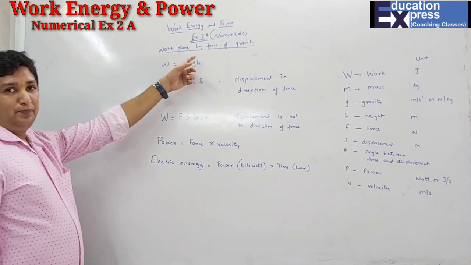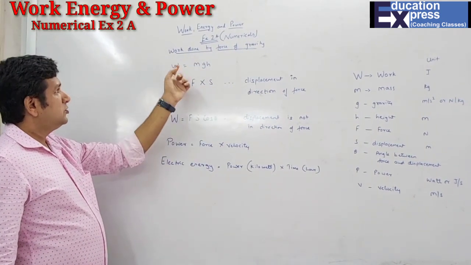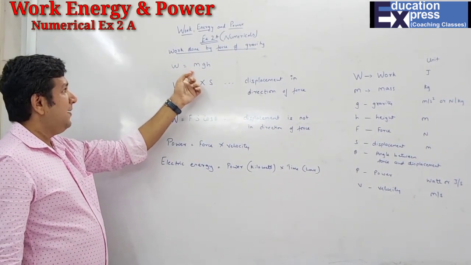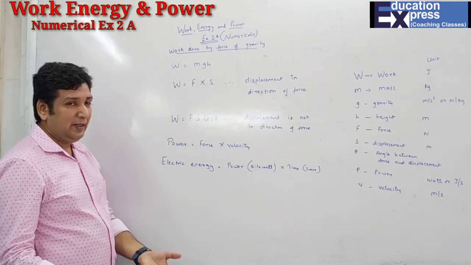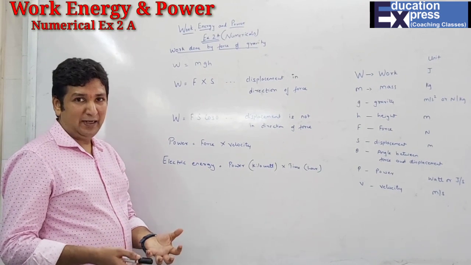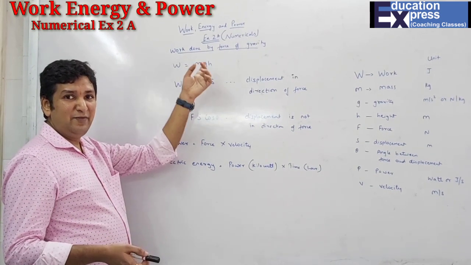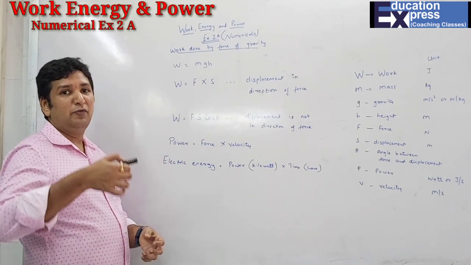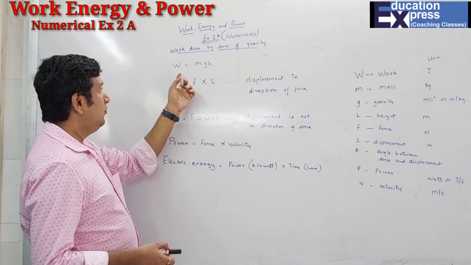Work done by the force of gravity. So work done by the force of gravity is nothing but mgh. I have discussed this earlier also. In case you are lifting any body, any object, you have to consider the mass, as you are lifting it against gravity, and the third part is the height to which you are raising it. So whenever they ask work done by the force of gravity, it will always be mgh.